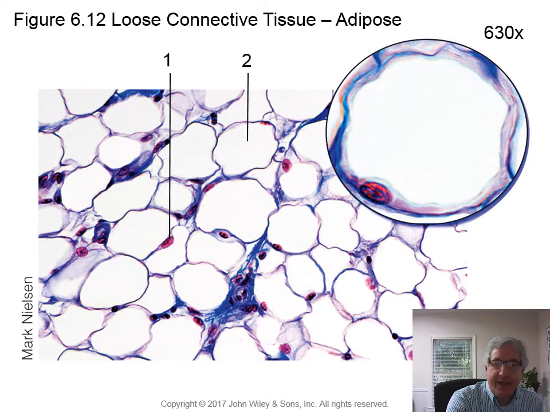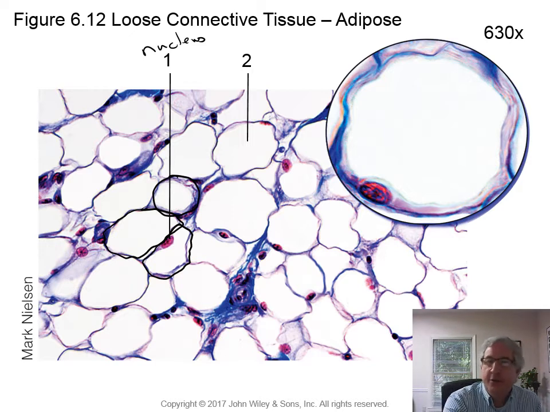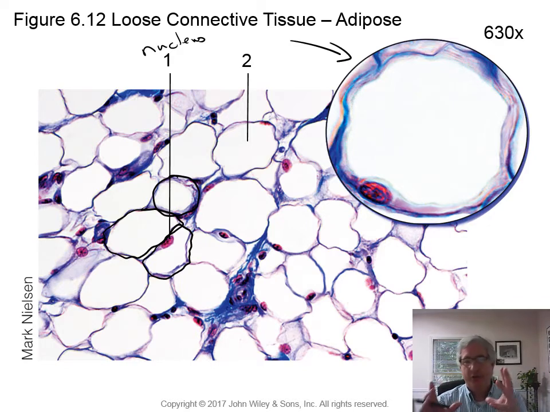So here number one is pointing to a nucleus, okay? And number two is pointing to the inside of a cell. This whole thing right here is a cell. And here's another one here, and here's another one. All right, so these are each cells. So this right here is a picture of one cell. And that big old space in there is all filled with fat.